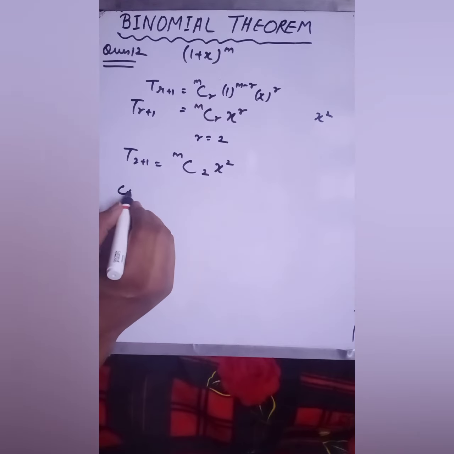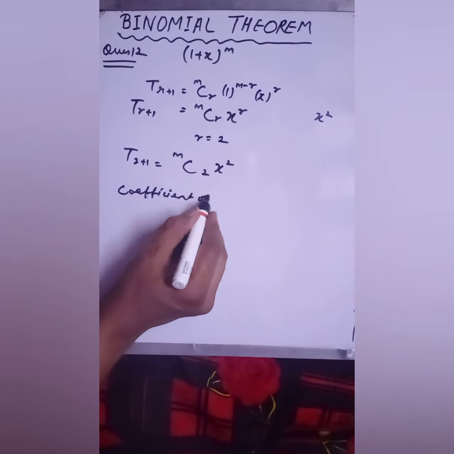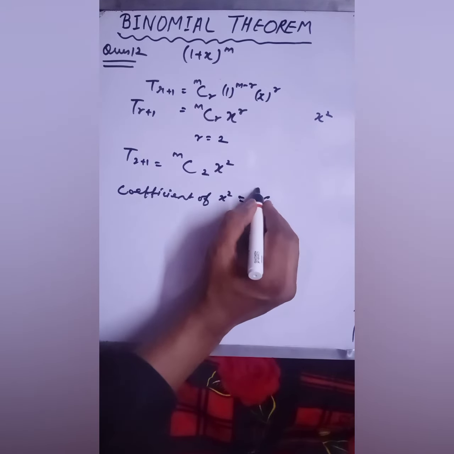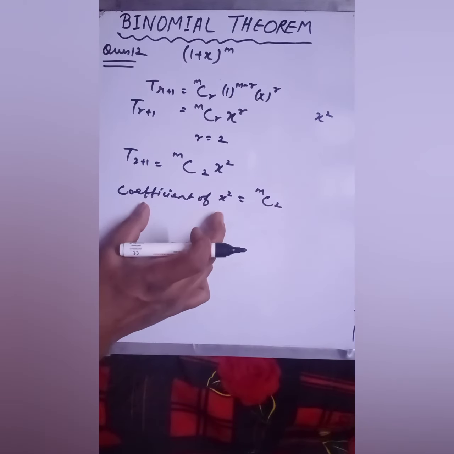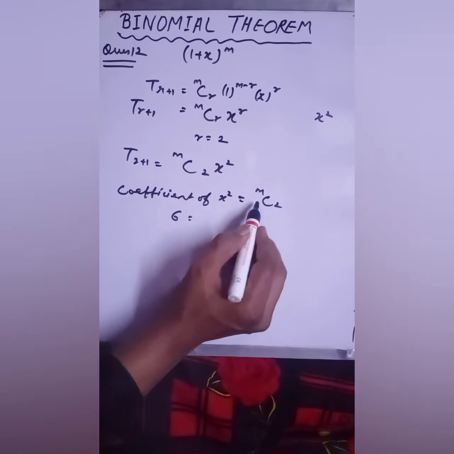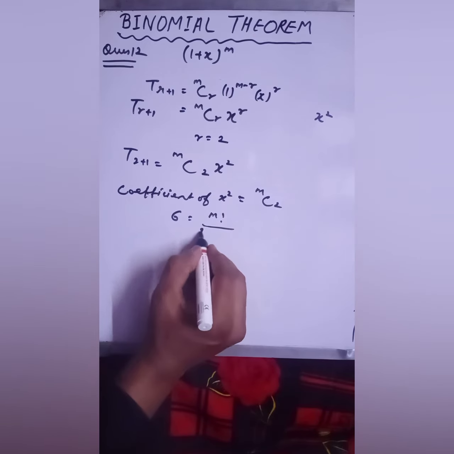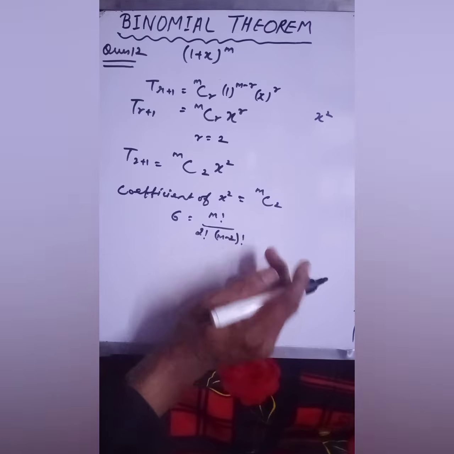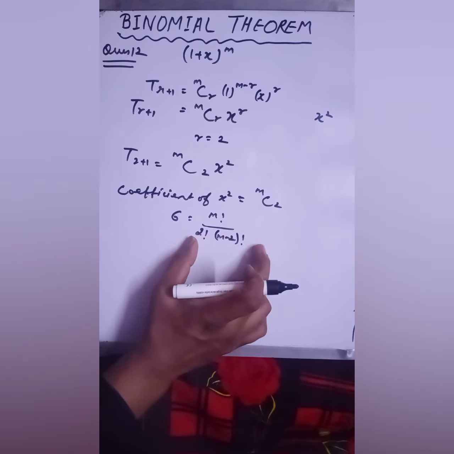Now the coefficient of x square, what is the coefficient of x square? That is mC2. This is the coefficient of x square, and the coefficient of x square is given to us, which is 6. So in place of this I'm putting 6, and here I will solve this. So this is m factorial over 2 factorial, m minus 2 factorial. So here you have to solve this combination using the formula.